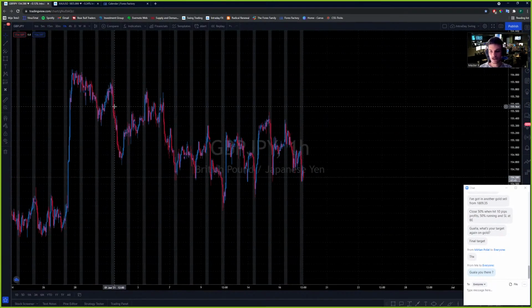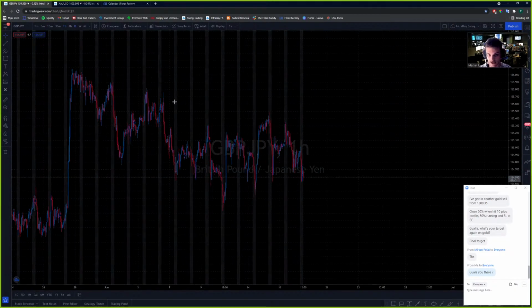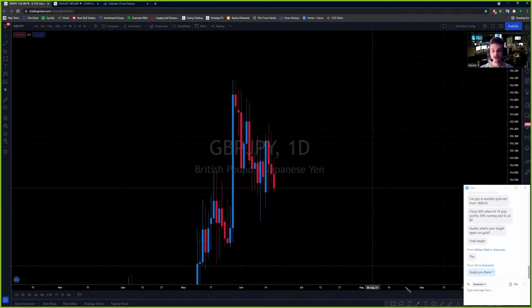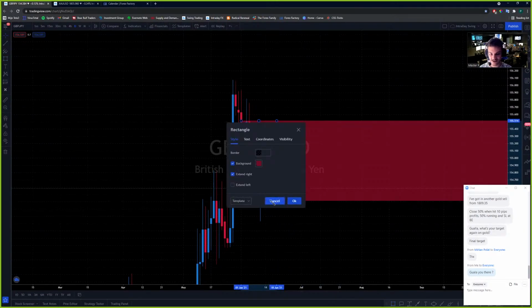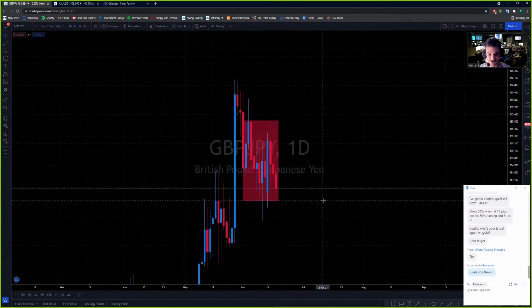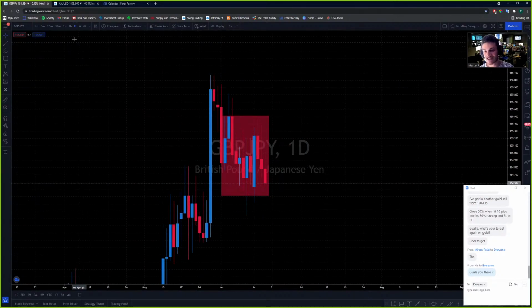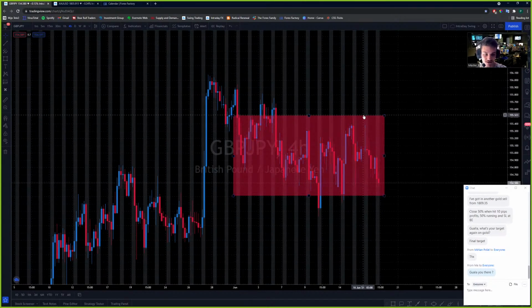So for GJ, GJ is also a very, very simple analysis. If we look at the daily, this is my analysis for GJ. You slap a big fat zone right over here and you don't trade it. That's basically my analysis for GJ. I think it's very, very tricky.